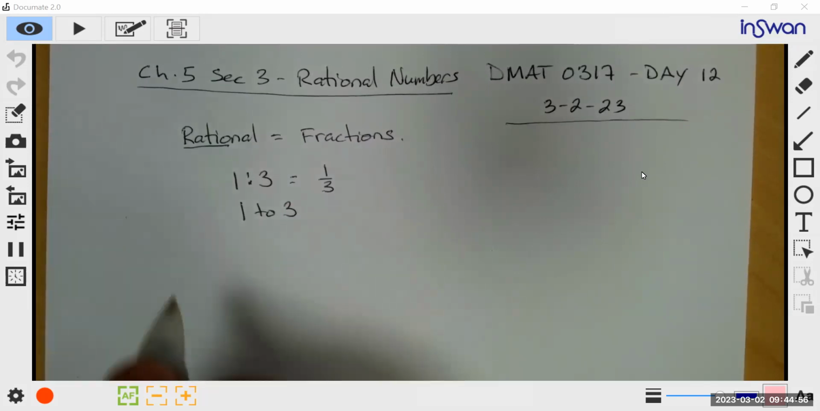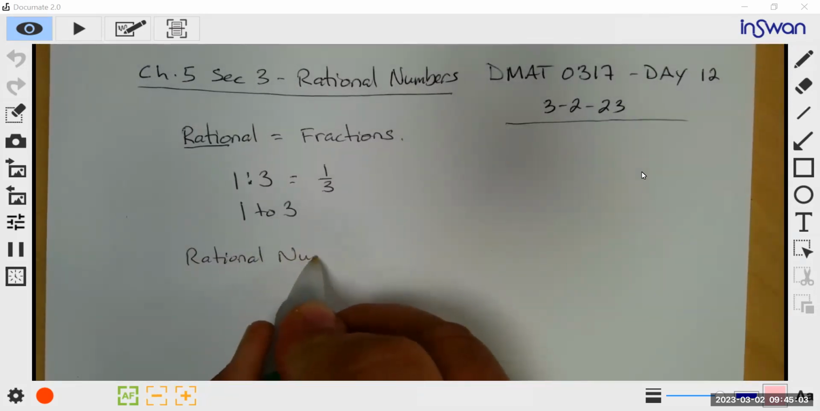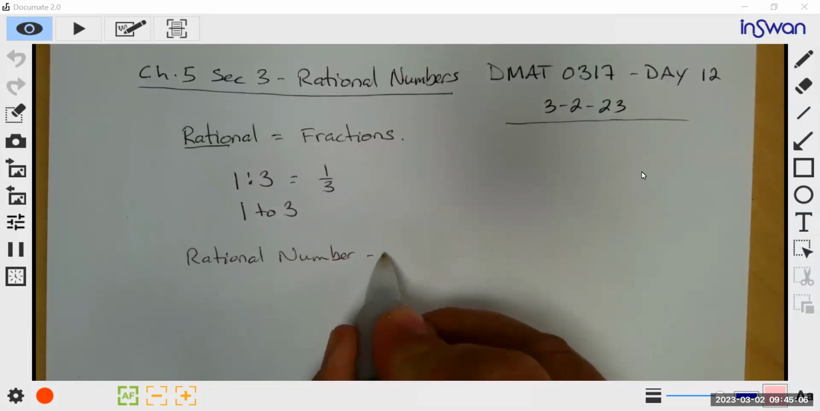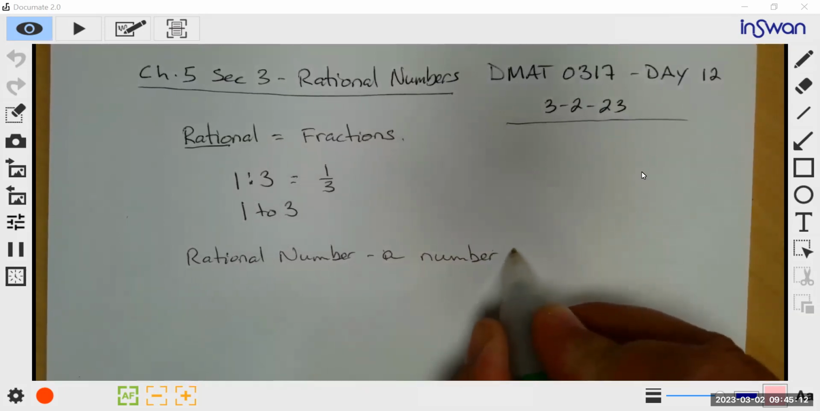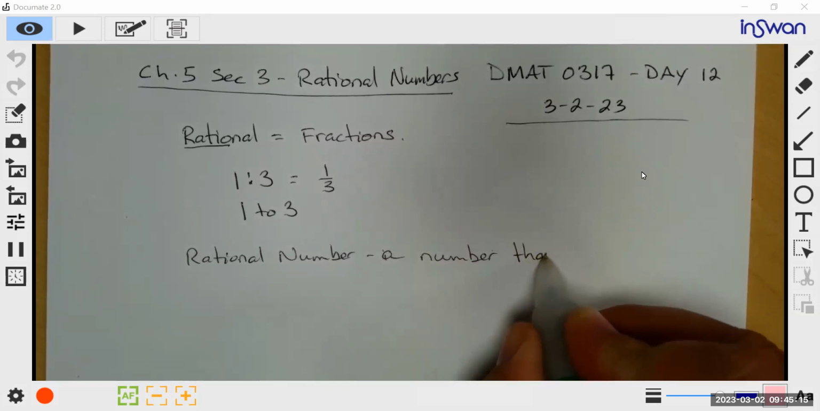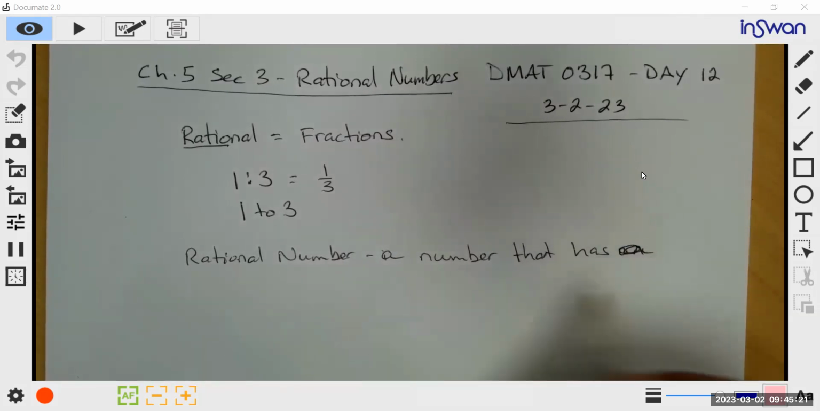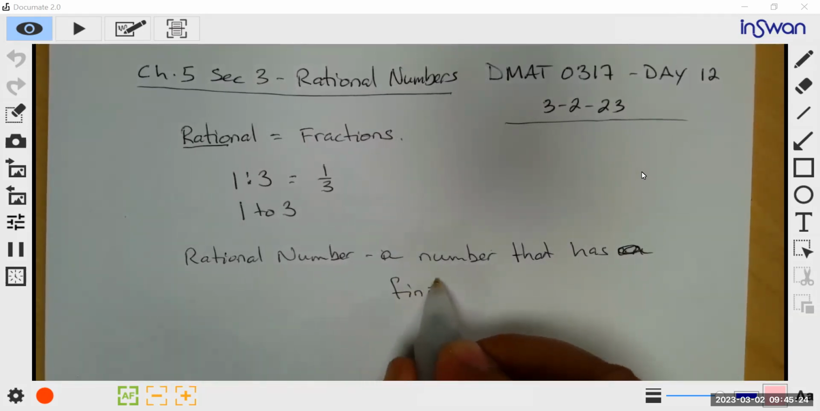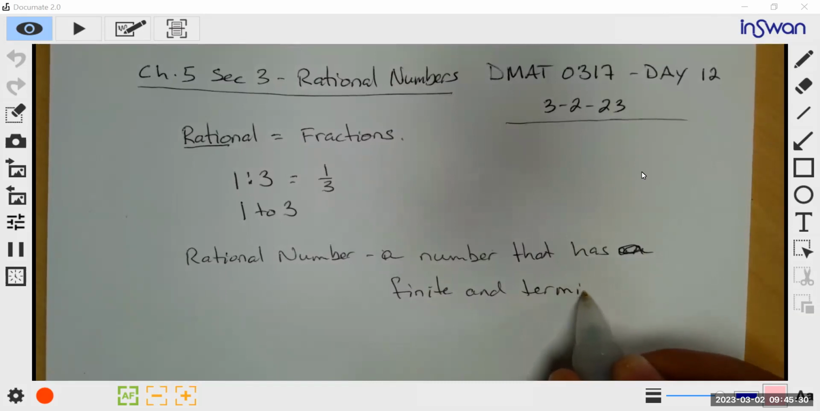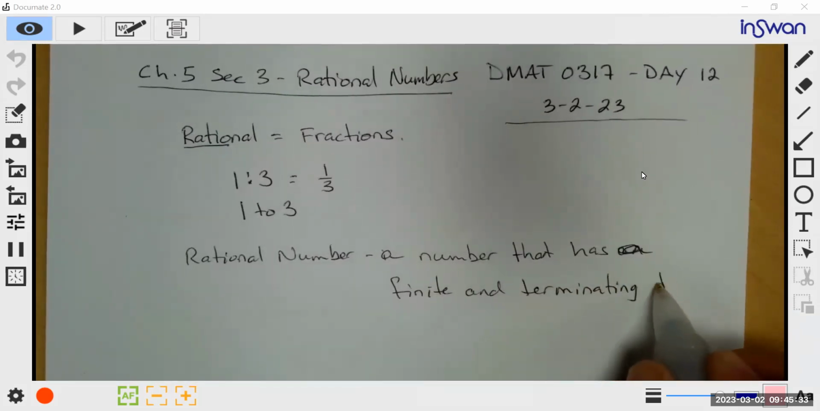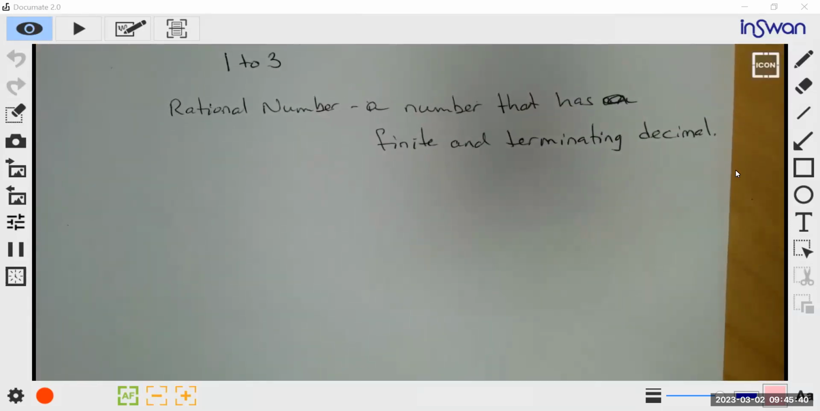A rational number is a number that has a finite and terminating decimal. That's a rational number. It has a finite and terminating.